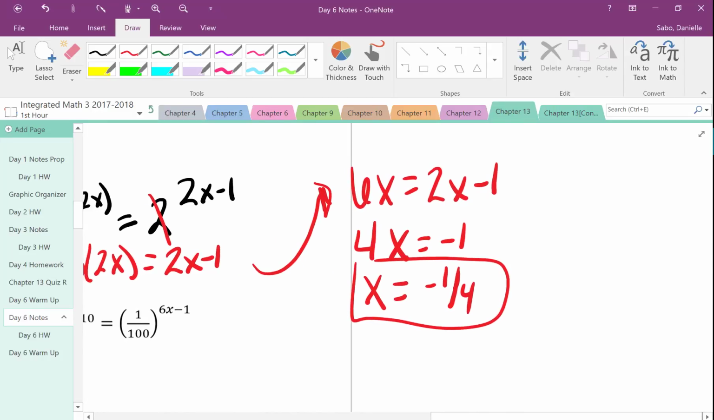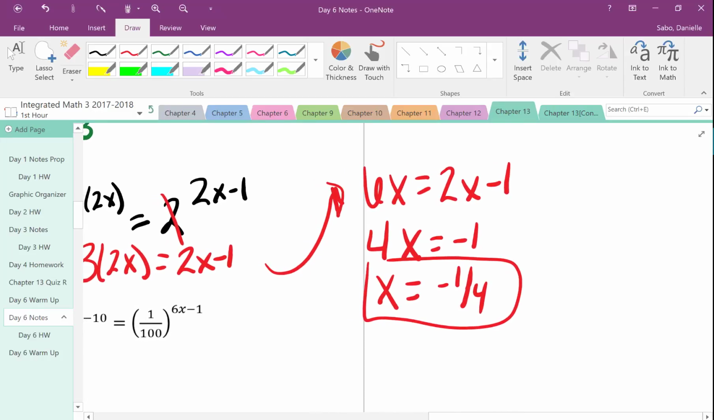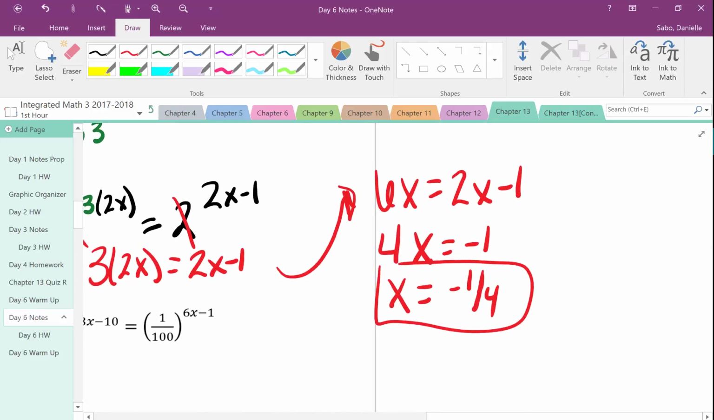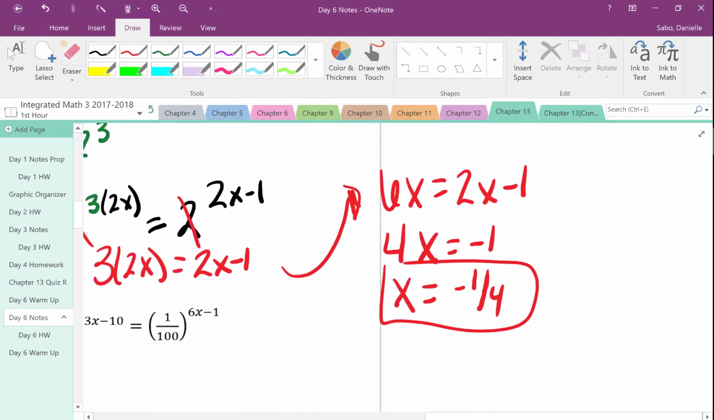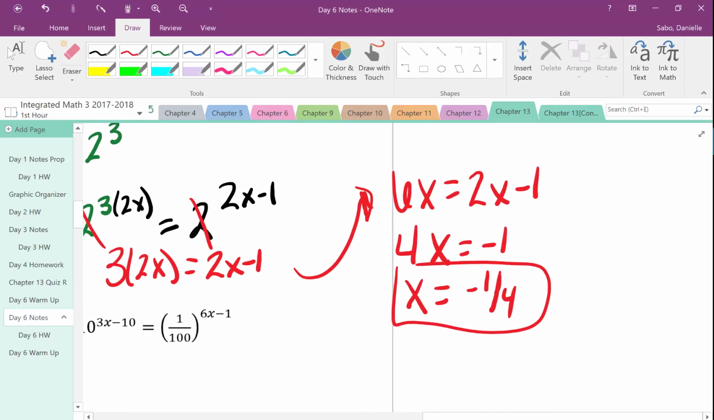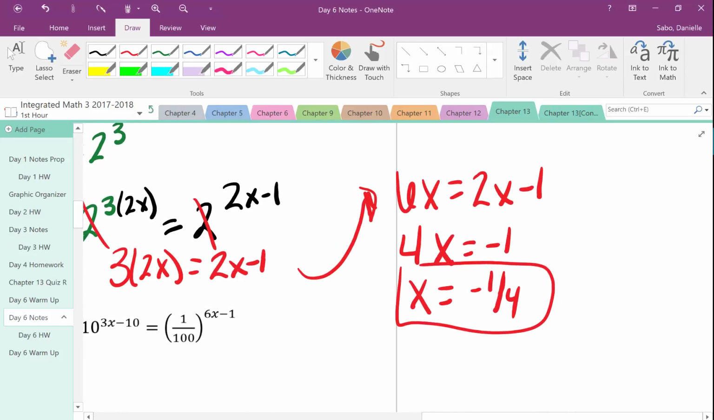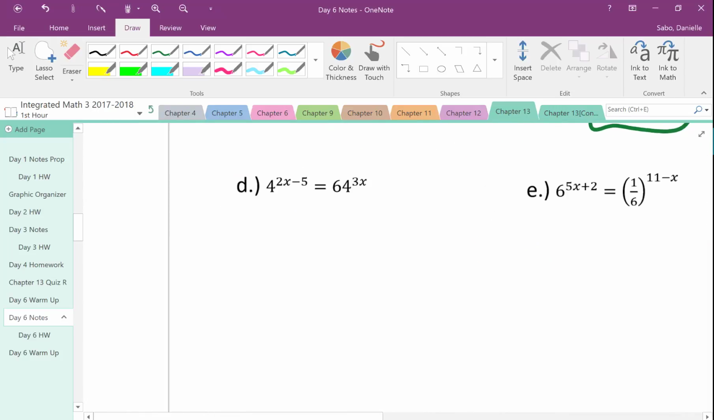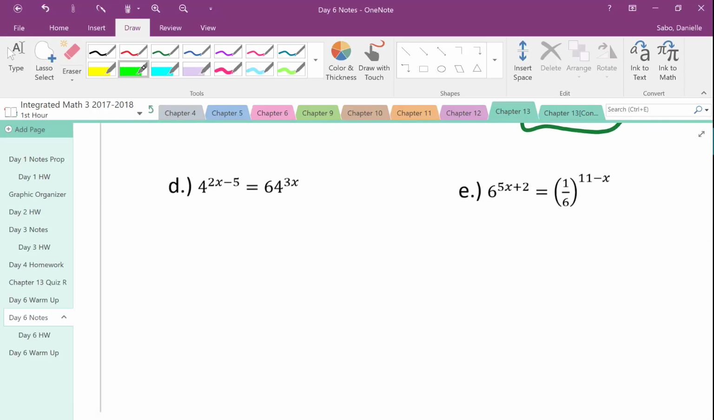4 to the third. Hold on. Okay. When we look at D, yes, Mike already said it, but hopefully you guys realize I can rewrite 64 with a base of 4. And it is 4 to the third. We practiced that on your warm-up. Okay, so 64 is technically 4 cubed.